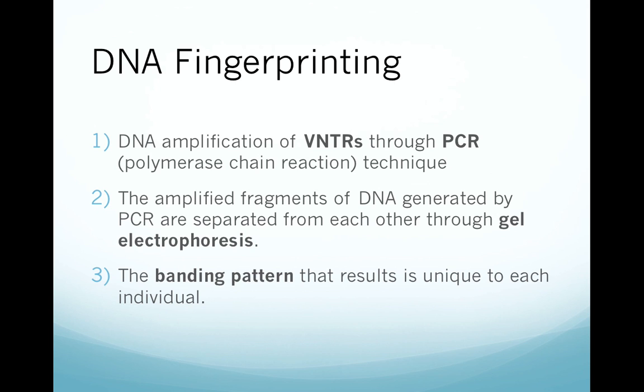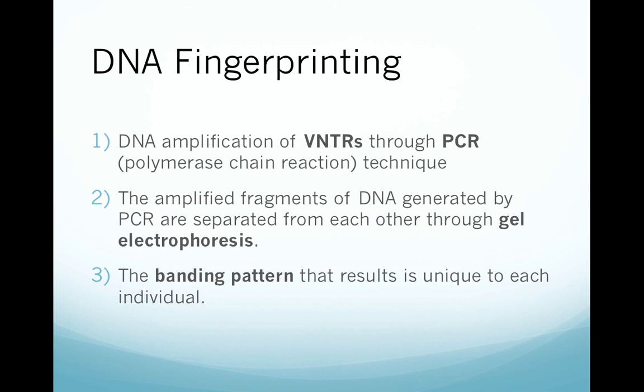PCR, for the purpose of DNA fingerprinting, targets specific sections of DNA called variable number tandem repeats, or VNTRs, that are unique for different individuals, just like the whorls on your fingertip are unique for different people. These amplified fragments of DNA generated by PCR are then separated from each other through gel electrophoresis. In gel electrophoresis, the fragments are put into distinct clumps at one end of the agarose gel, which has a consistency very similar to gelatin.